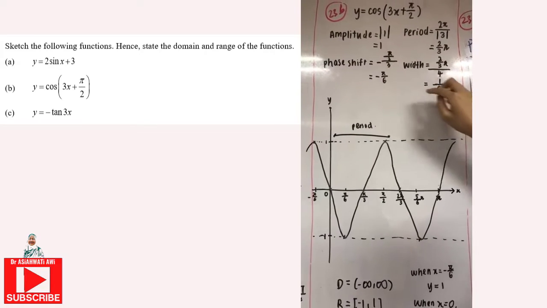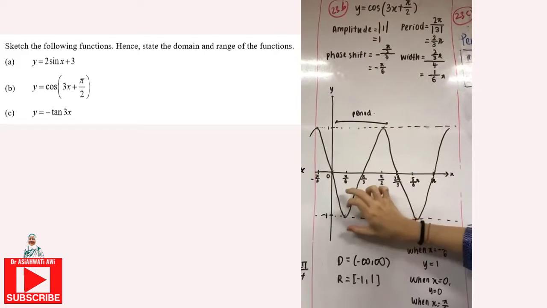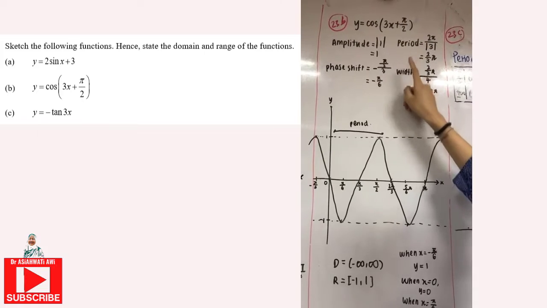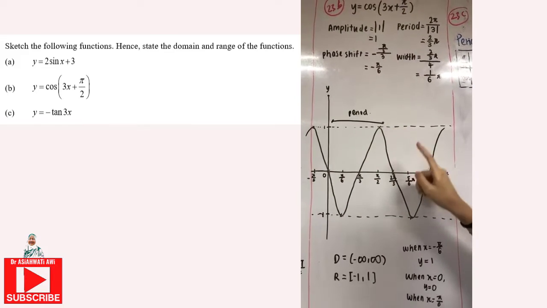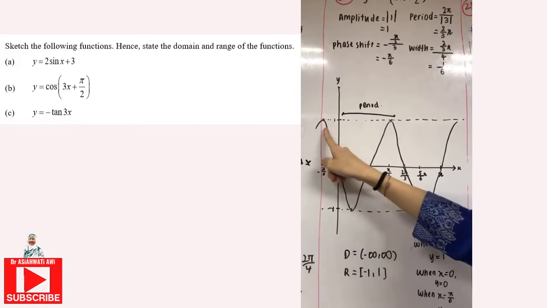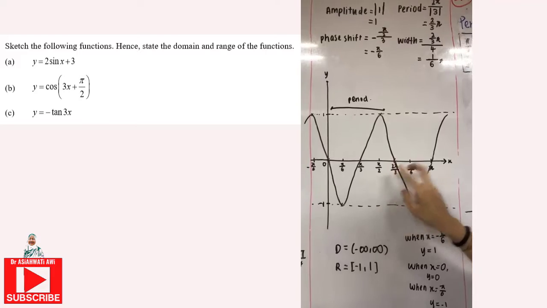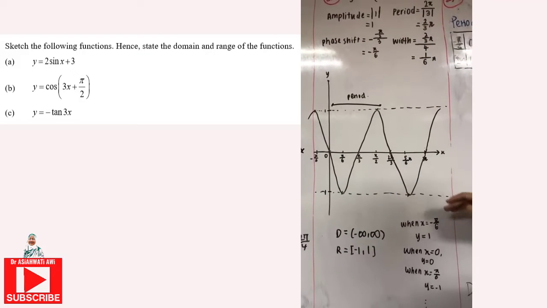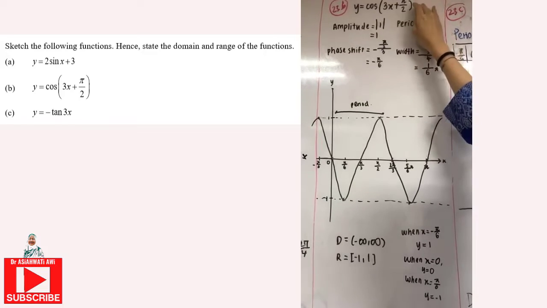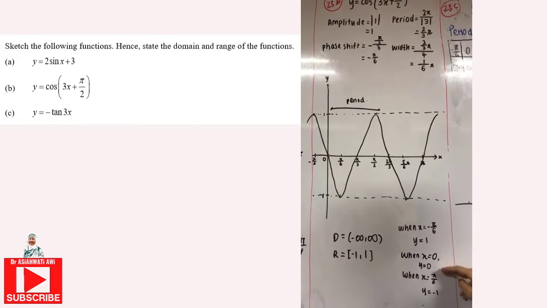When we draw the graph, amplitude means the height of the maximum and minimum points. The period means a complete cycle. The phase shift means where you need to start, and for the width, the x-axis values each need to add pi over 6. Then we substitute x equals negative pi over 6, which is our starting point, into this equation and get y equals 1, then substitute 0 and get 0, and so on.